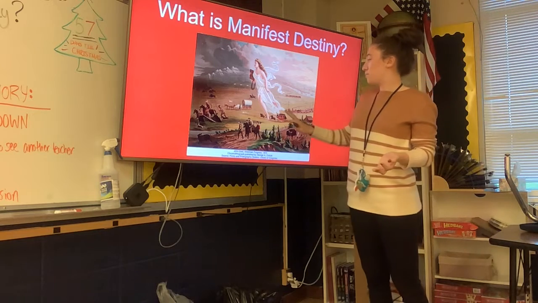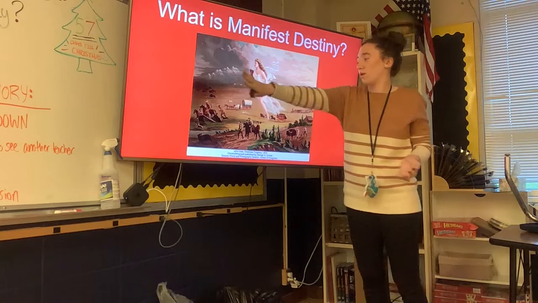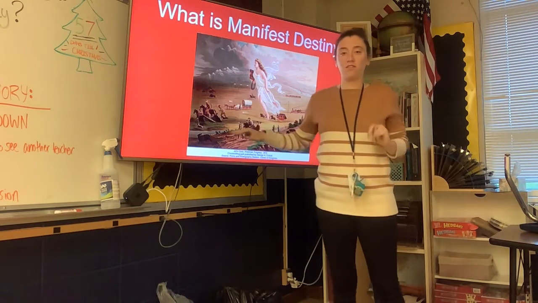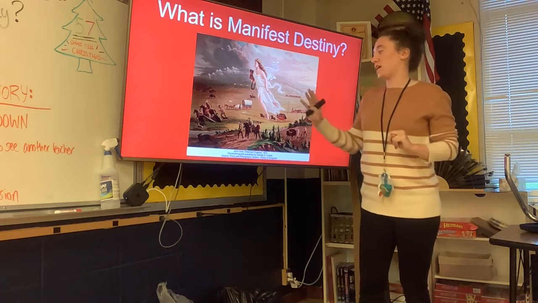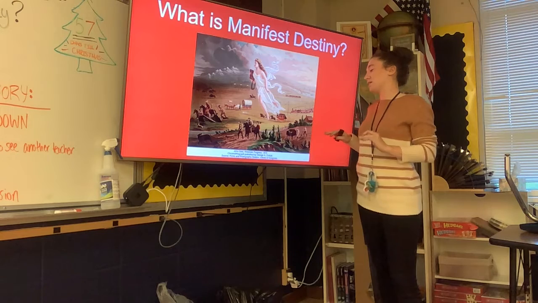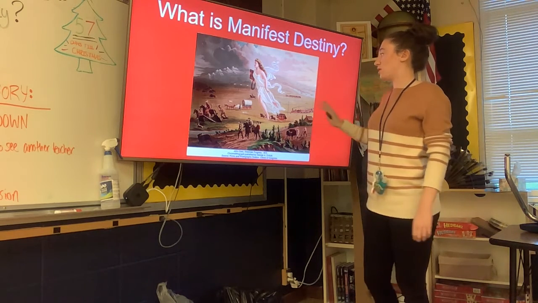We have people in stagecoaches, covered wagons, on horseback going out west. Okay, these are the settlers. We have, in this corner, Native Americans who are being chased out. Okay, so this picture is called American Progress by John Gast, and it really is a good representation of what Manifest Destiny was.